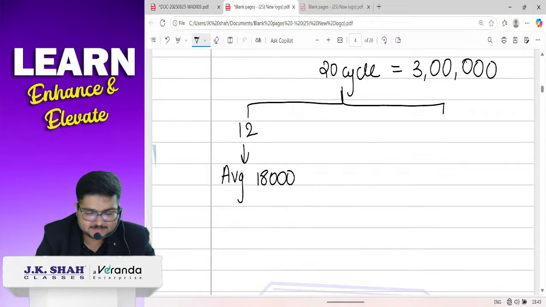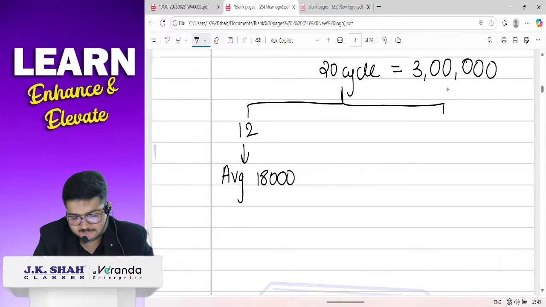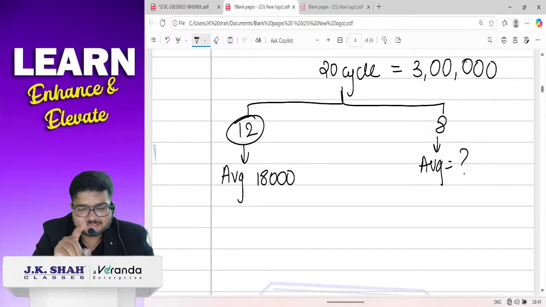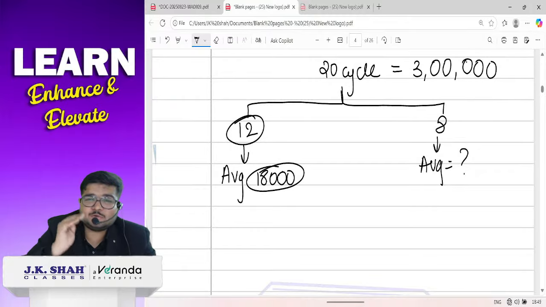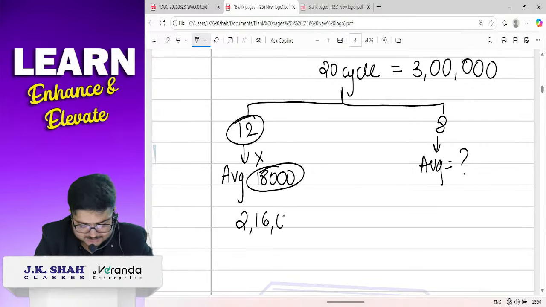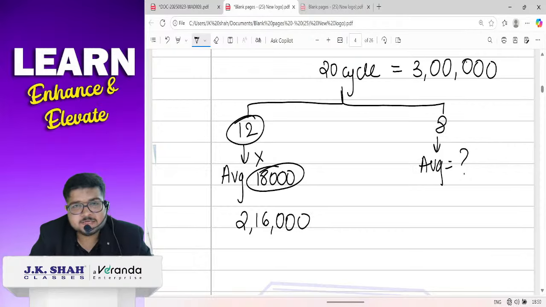Tell me, from 20 cycles, if 12 have an average of 18,000, the remaining will be 8 cycles. You have to find the average of this. Right? Let us see how to solve this question. Everybody with me. First question I am asking you. There are 12 cycles, each of 18,000. Then what will be the total cost of 12 cycles? How can we find the total cost of 12 cycles? 12 into 18,000. What is 12 into 18,000? It is 2,16,000.